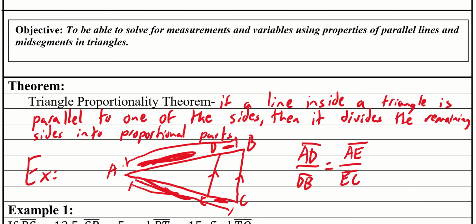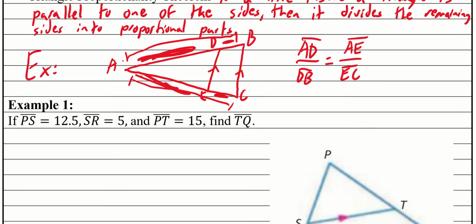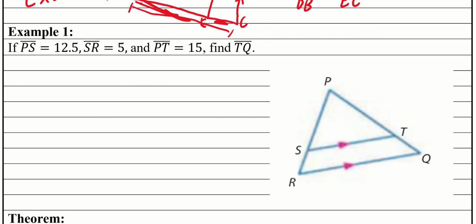So in other words, if you see a parallel line inside a triangle, you want to look for the different pieces, and you're always going to be able to set up a proportion with those. Okay, so putting this to use here, making sure we understand how this works. If you need to, you can sketch this diagram here. Let's say we have this picture, and let's say we're told PS is 12.5, SR is 5, and then PT is 15. Okay, and saying if that's the case, I want to find the side length of TQ.